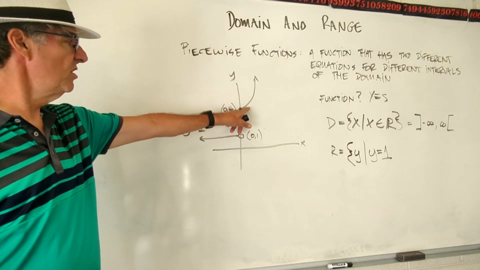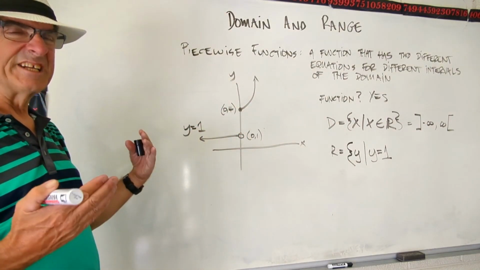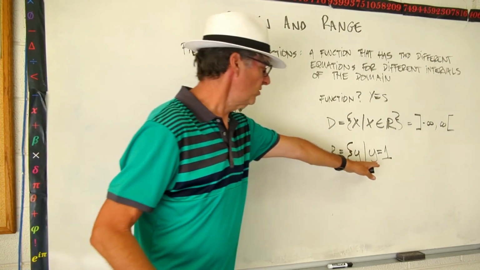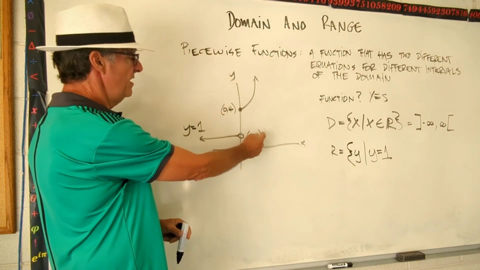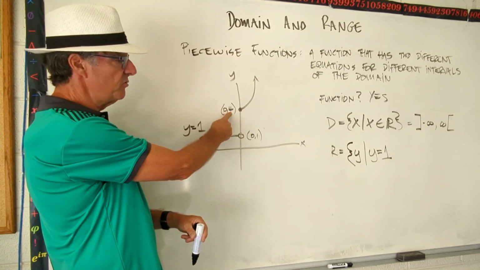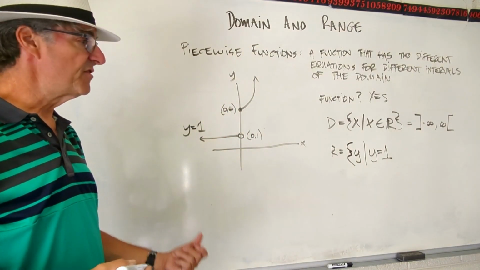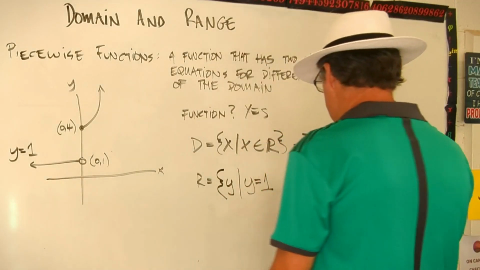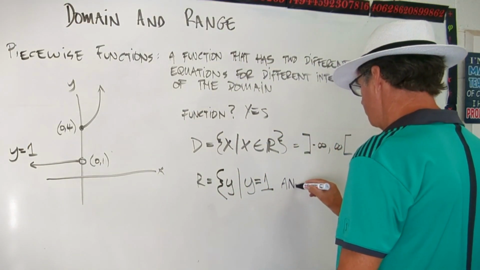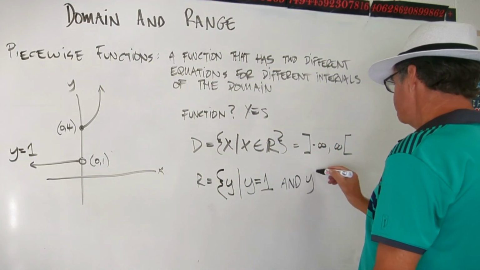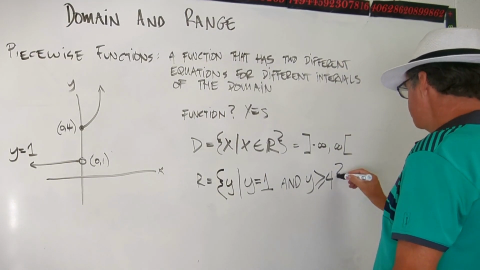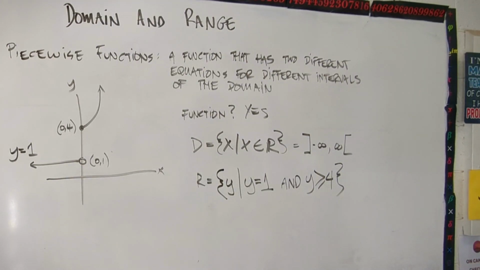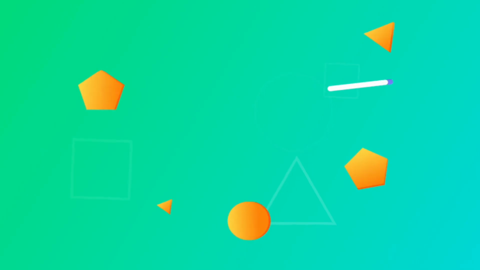Now, this rule doesn't form a continuum with this rule. In other words, we have this gap between y equals 1 and y is greater than or equal to 4. So what we do with this is we would write "and y is greater than or equal to 4." And that would be our set builder notation for this function.